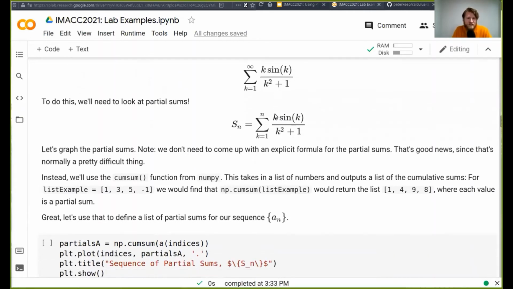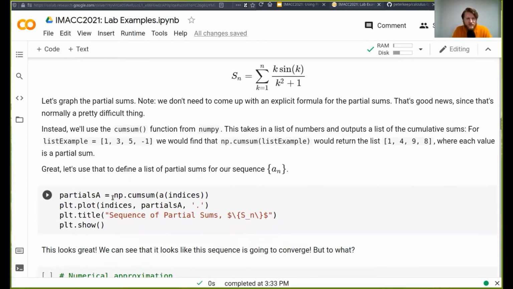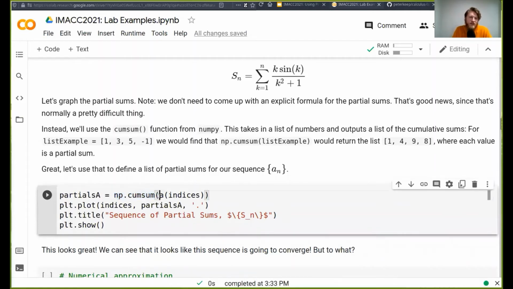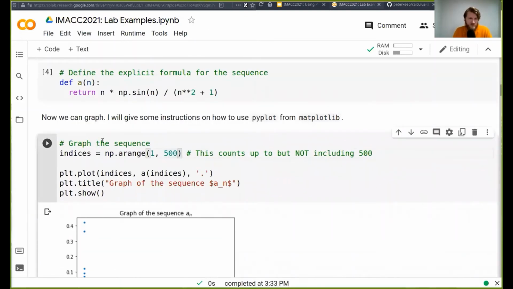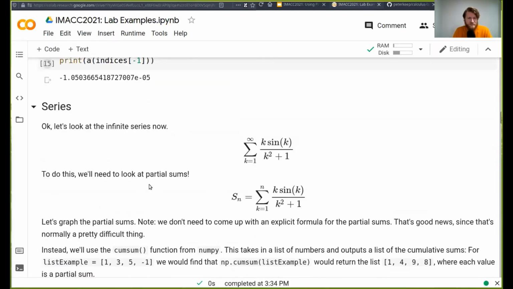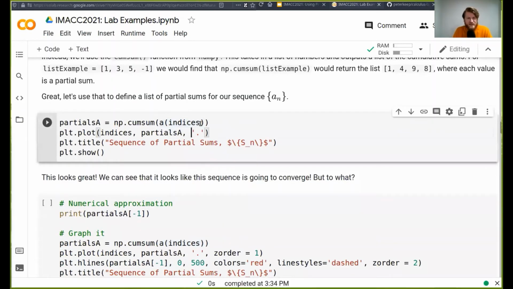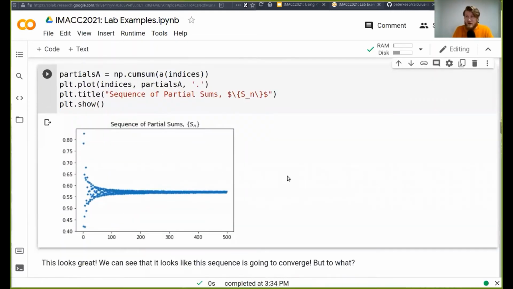We can take a look at the connection to the series. I'm using a partial sum function here. This is a cumulative sum function. So it's taking all the outputs from that list of indices. Maybe I'll go back and change this back from 50,000 to 500 so we don't have so many points. So it's going to take that list of indices from 1 up to 499 now, plug all of them through our sequence terms that we had, and then this cumulative sum function from NumPy is essentially a partial sum. At each position, it's going to add up all the outputs of the sequence before that, and I'll just plot those. So this is my sequence of partial sums.